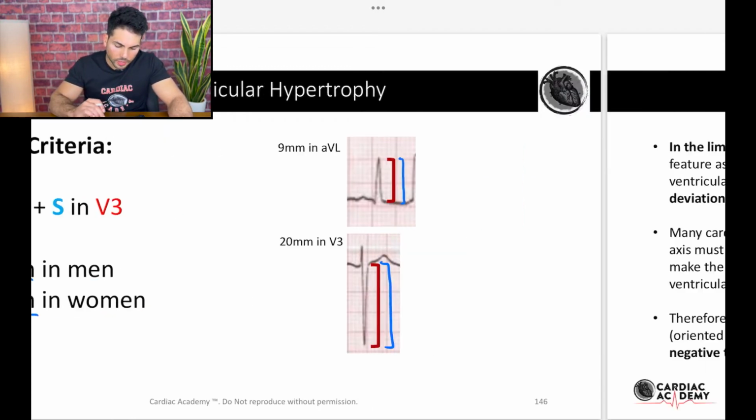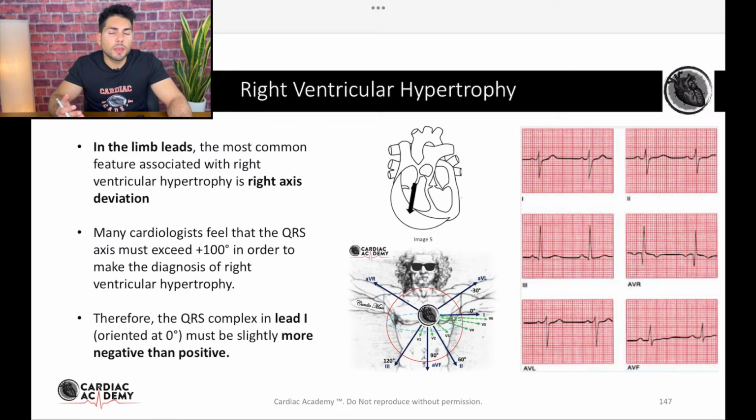Very good. Now, on the other hand, right ventricular hypertrophy: if you have right axis deviation, then you're actually meeting criteria for right ventricular hypertrophy. Now, an important detail is that most cardiologists feel that for you to be able to call it a right ventricular hypertrophy, the right axis deviation must lie beyond 100 degrees, okay? To make sure that's happening, we need to make sure that the S wave is bigger than the R wave in lead 1, okay? So if you have biphasic waves, then you can't really be sure. But if that S wave is larger than the R wave, then yes, you're meeting criteria for right ventricular hypertrophy.